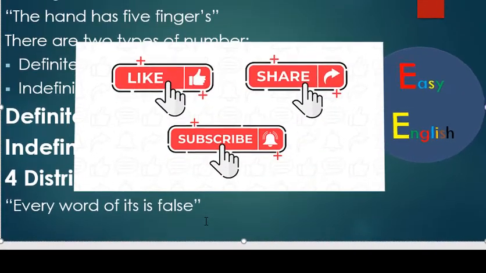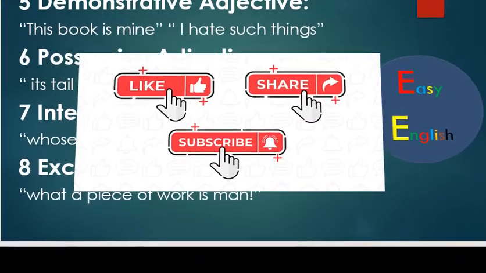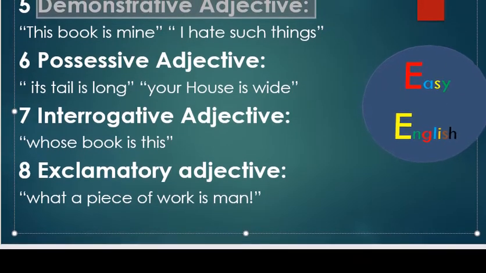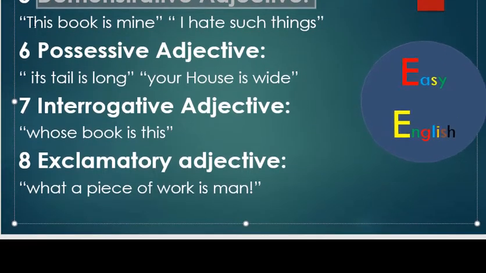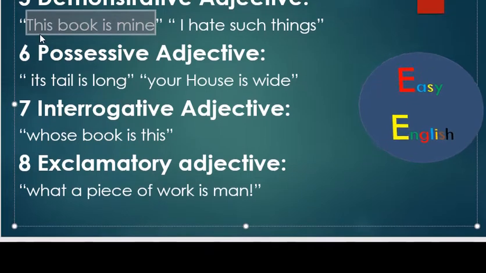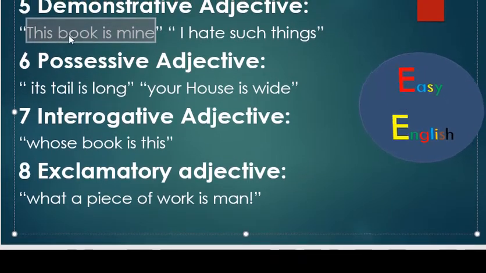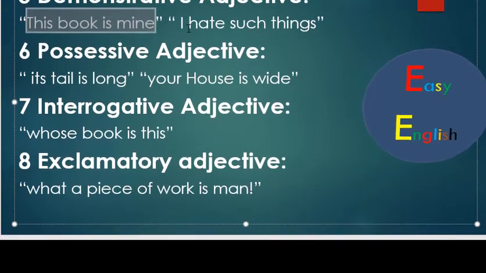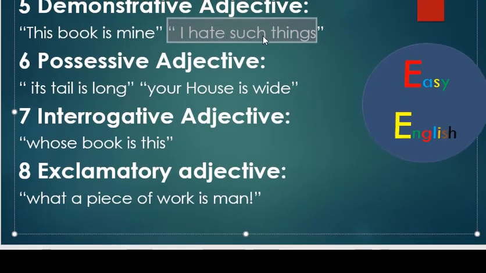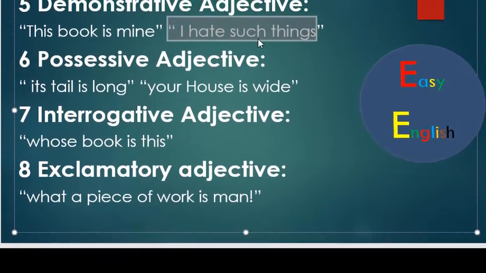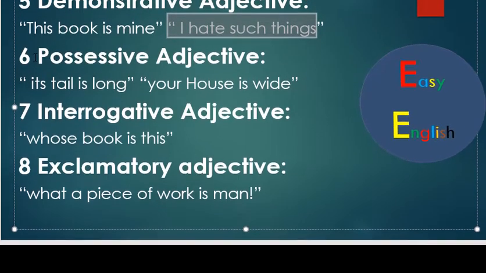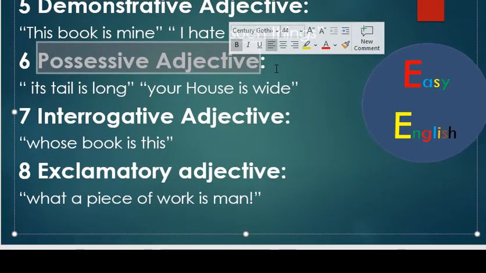That is an example of distributive adjective. And the next one is demonstrative adjectives. By the name, it shows pointing out something, some person, some noun or pronoun. For example, this book is mine. Here this points to the book. Book is a noun. This demonstrates, pointing out that this book is mine. The next one is I hate such things, in which such is a demonstrative adjective pointing out that I hate such things.